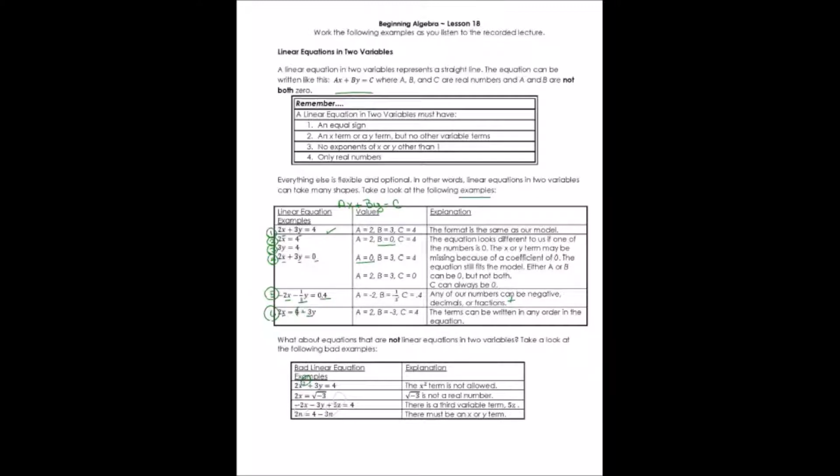Second example down there, 2x is equal to the square root of negative 3. Well, the square root of negative 3 is not a real number. It is an imaginary number. This one doesn't fit the bill. And the next one, negative 2x minus 3y plus 5z equals 4. Well, I'm not allowed to have variables that are not x and y. This has a third variable, 5z, so it doesn't work. And the final one, 2n minus 4 equals 4 minus 3n. Those n variables have to be either x or y, and I don't have an x or y term, so this cannot be a linear equation in 2 variables.